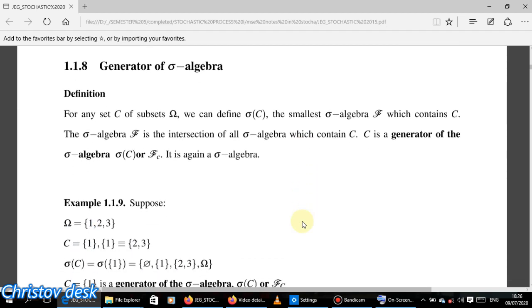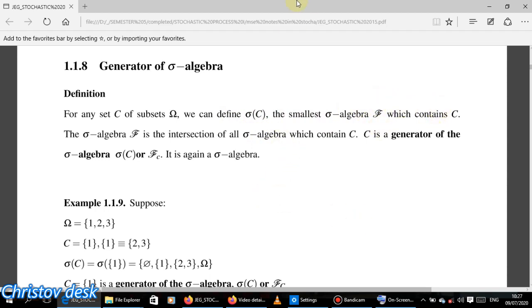So we want to look at the generator of a sigma algebra. It happens that there are some elements that can actually generate sigma algebras. For any set C, which is a subset of omega, we define the smallest sigma algebra which contains C.